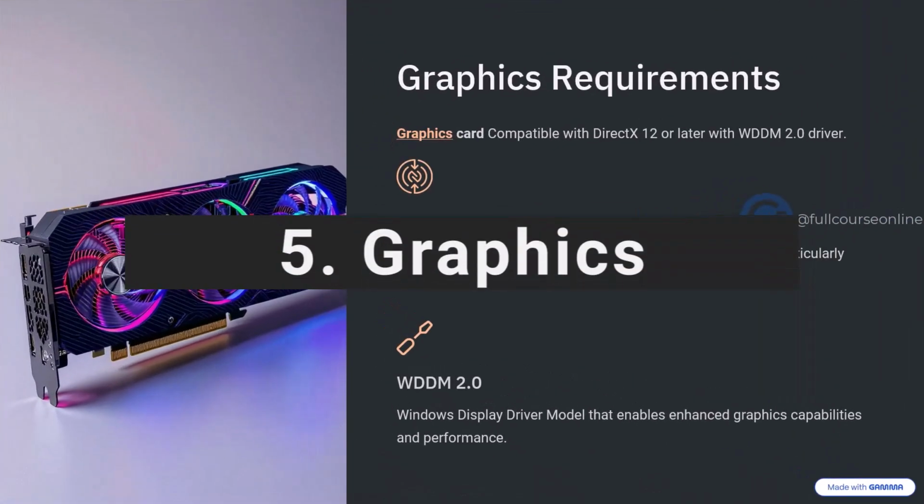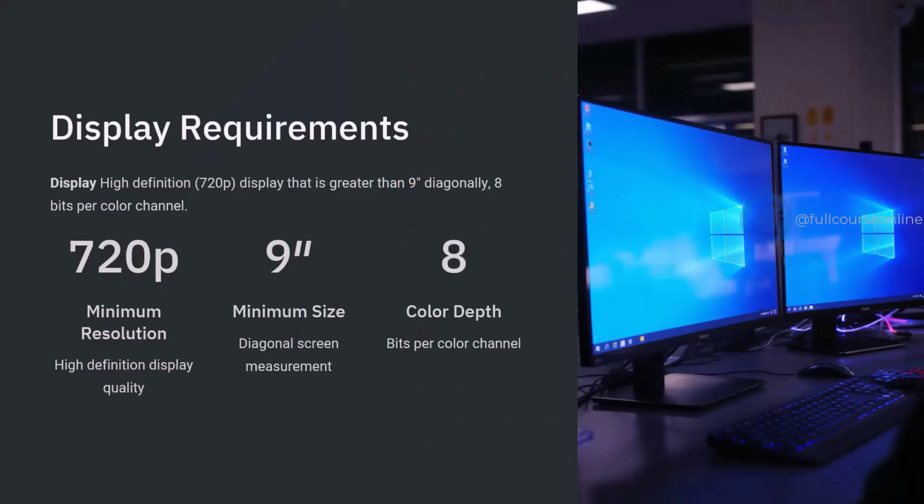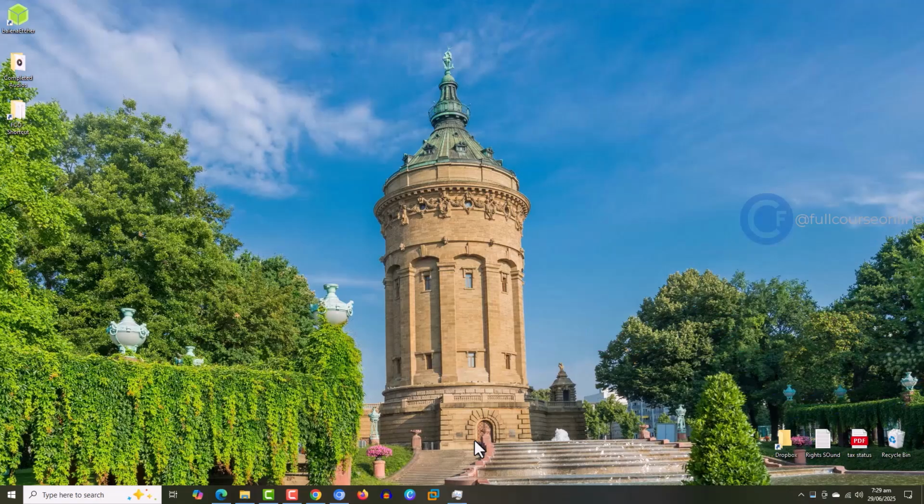You need a graphics card compatible with DirectX 12 or later, with a WDDM 2.0 driver. Display requirements are that the computer graphics card must support a resolution equal to or higher than 720 pixels. The diagonal screen size should be a minimum of 9 inches. The color depth should be at least 8 bits per color channel. Let us check our computer for these requirements.